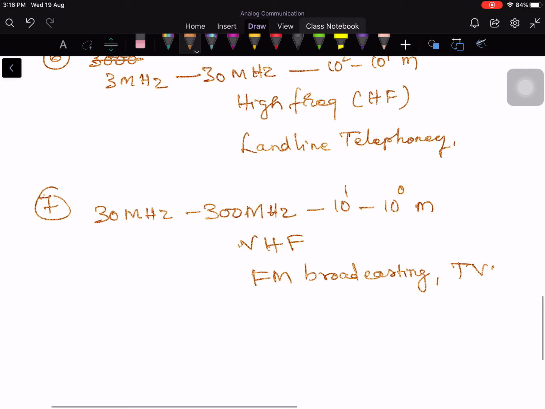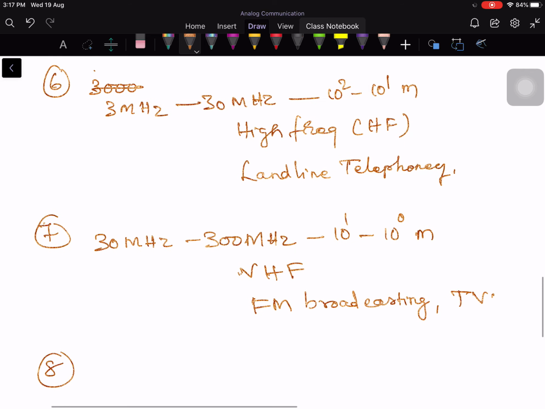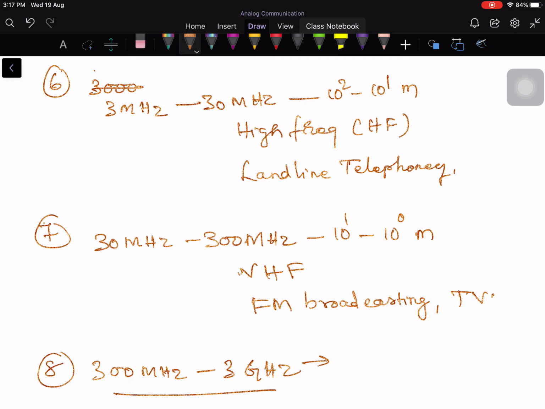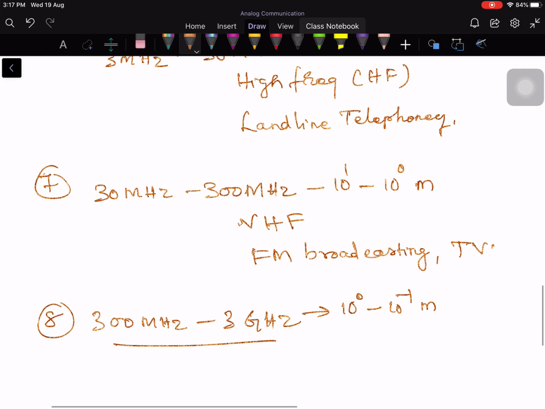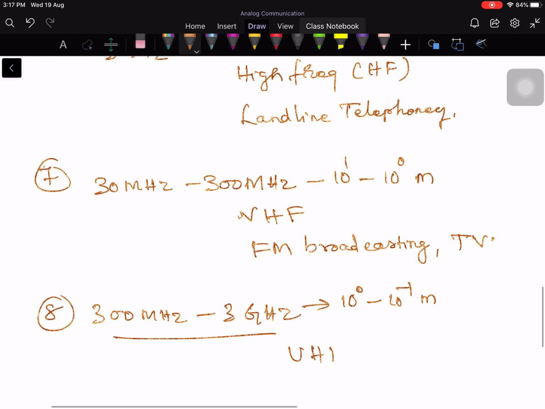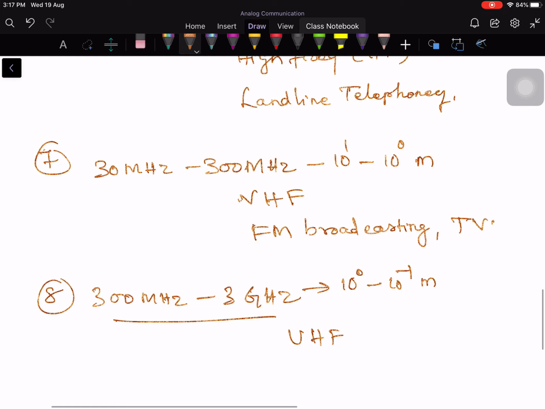And then 30 megahertz multiplied by 10, you'll get 300 megahertz to 3000 megahertz, that is 3 gigahertz. Okay, so this is the frequency range, and the corresponding wavelength is 10 power 0 to 10 power minus 1 meter, and this one is ultra high frequency, and it is used in TV and cellular telephony.